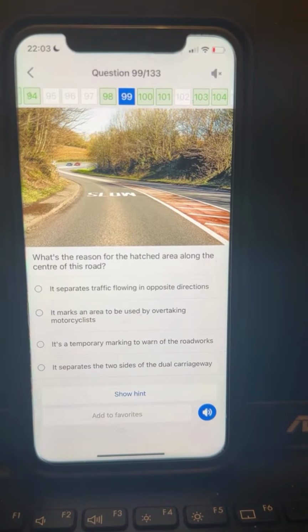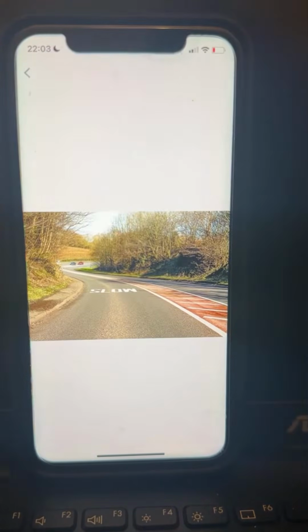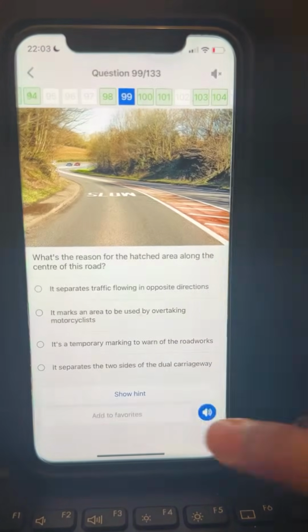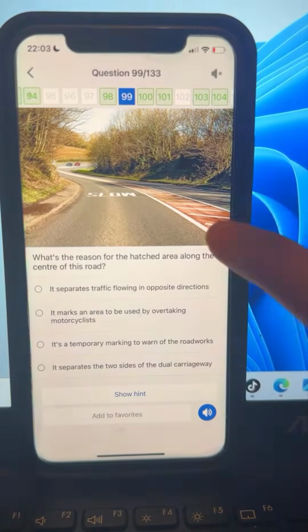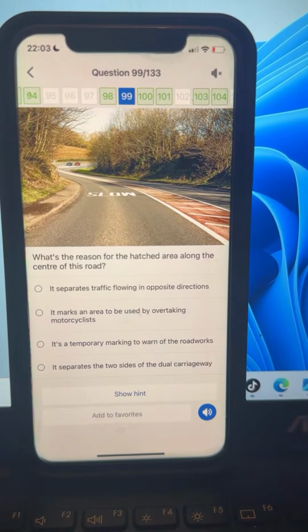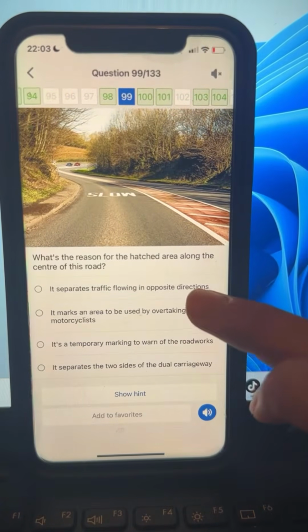Yeah, good. So the hatched area is there to separate traffic flow in the opposite direction. Yeah, this is a single carriageway, not a dual carriageway. Some people may think this is correct. It's not correct, sorry. That's not a dual carriageway, just a single carriageway. Good. So it separates traffic flow in opposite directions is the correct option.